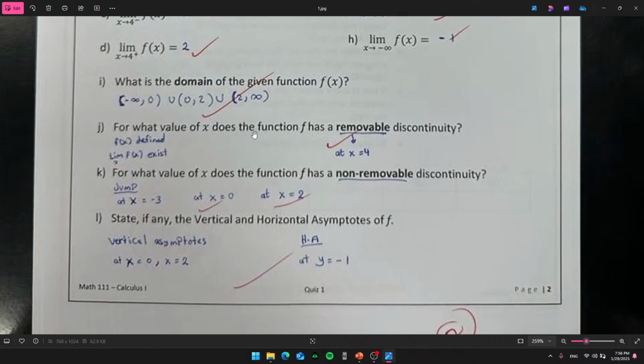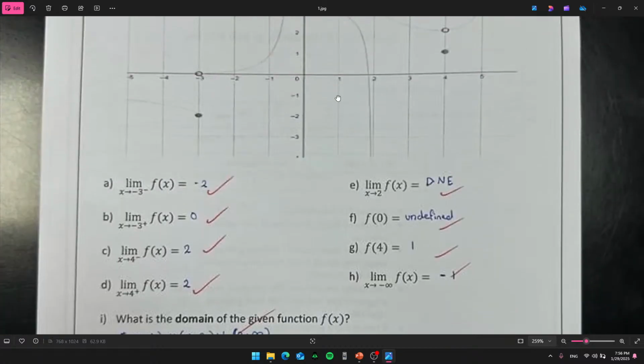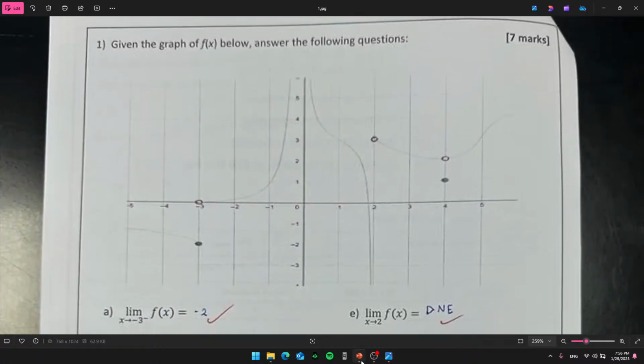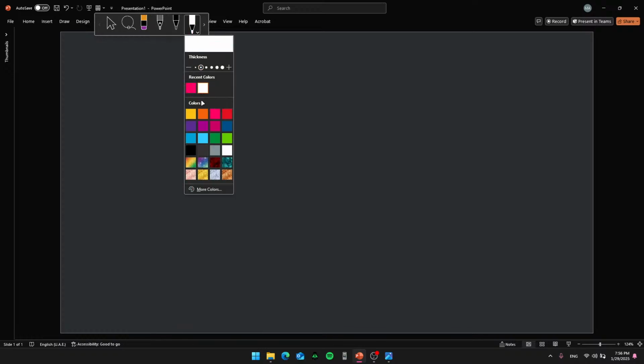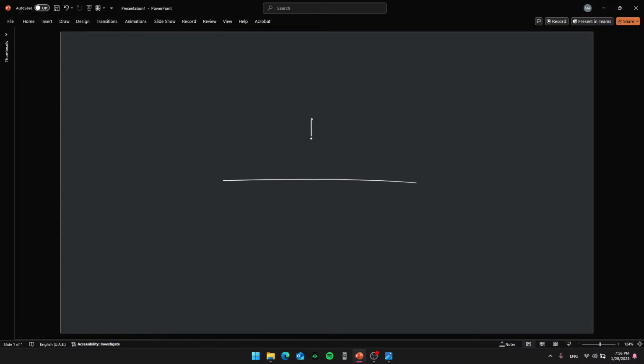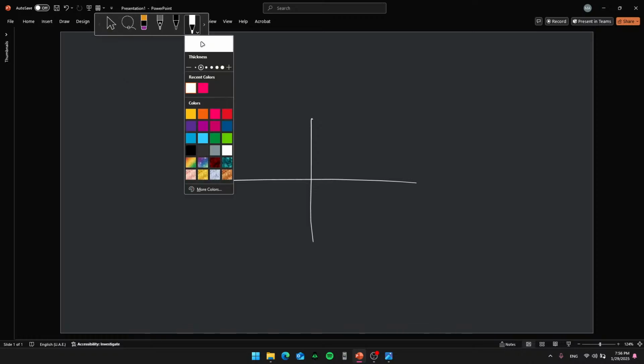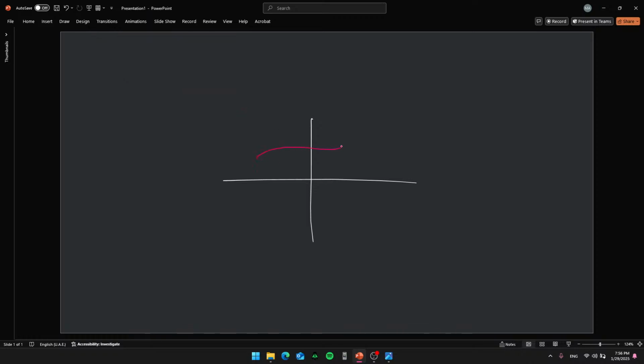For what value of x does the function have a removable discontinuity? Let me give you an overview about removable discontinuities. Maybe I have a function like this, and at some point there is a hole, and then the function continues. So at x equals a, I have a hole, which is called a removable discontinuity.